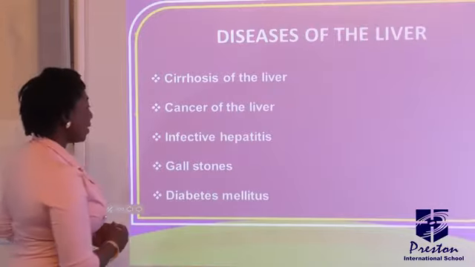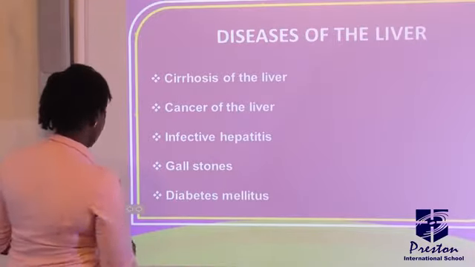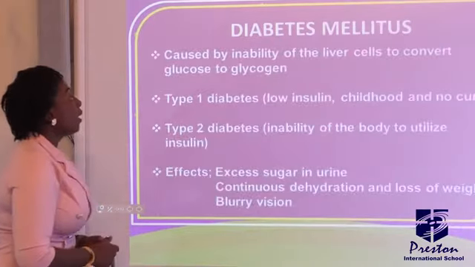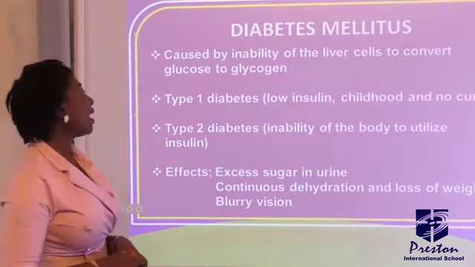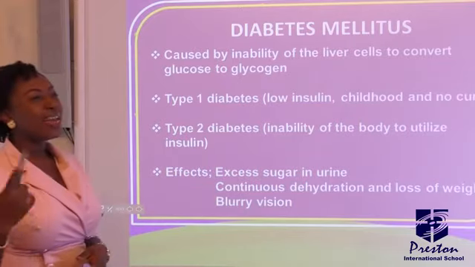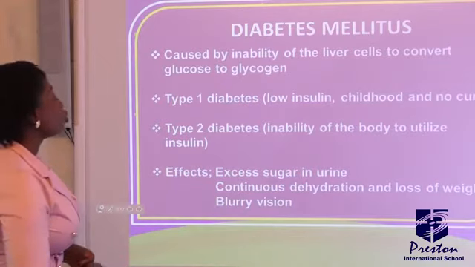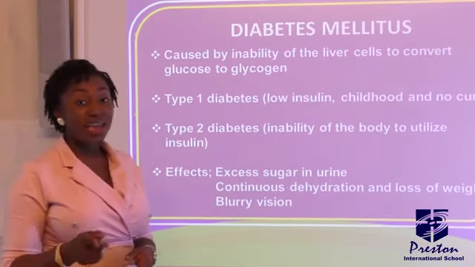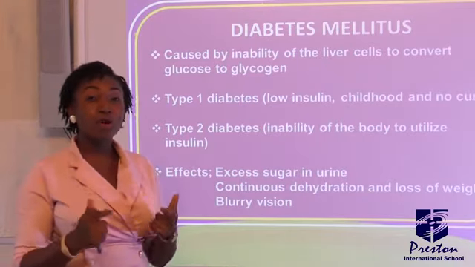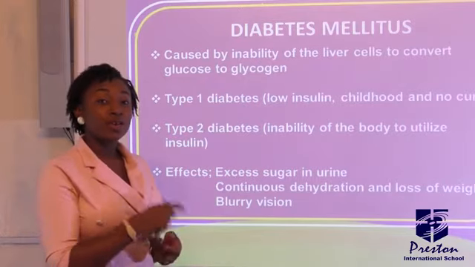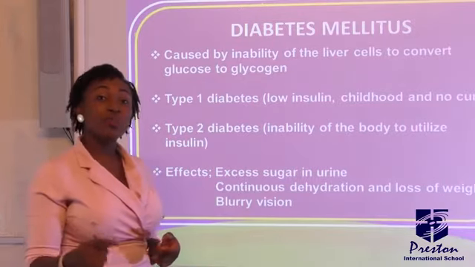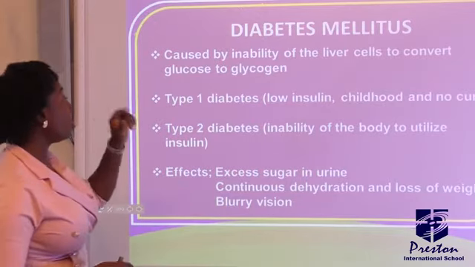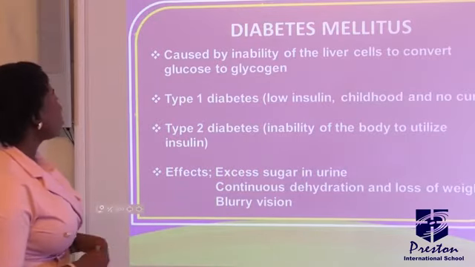Then let me go to diabetes mellitus. Now, this is a disease that is caused by the inability of the liver cells to convert glucose to glycogen. Hence, you have high blood sugar in your body. That is, the level of sugar content in your blood becomes high because the liver cannot do its work of converting glucose to glycogen. Now, we have two types of diabetes.